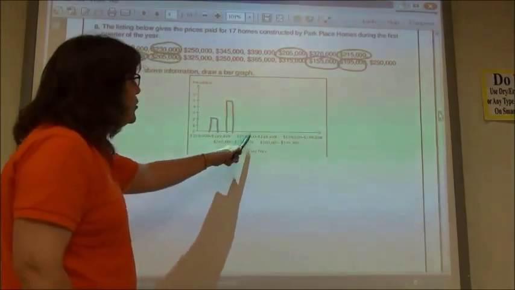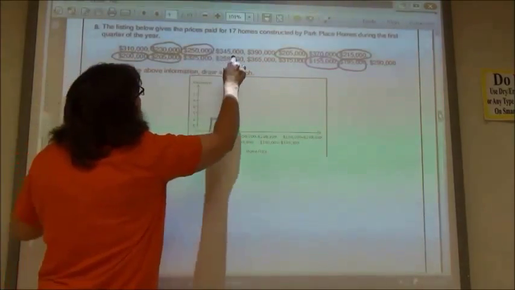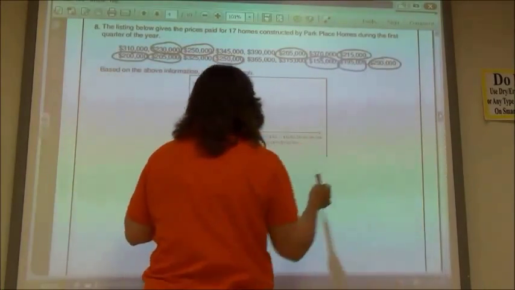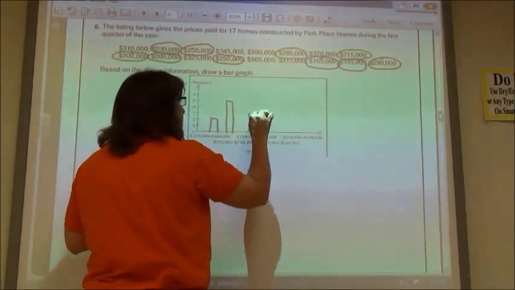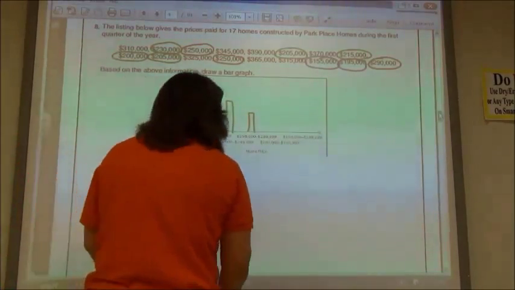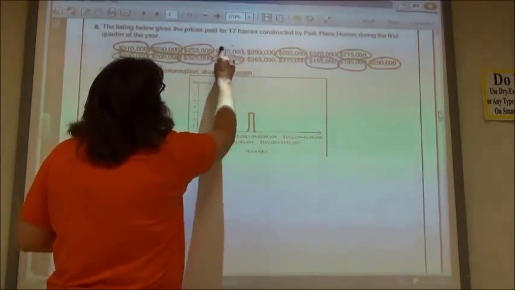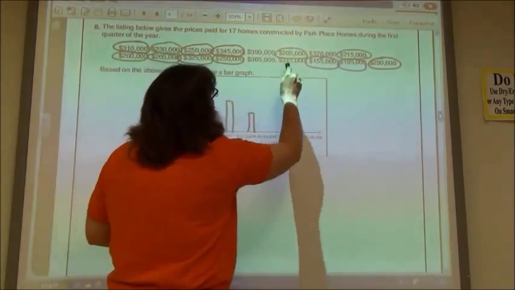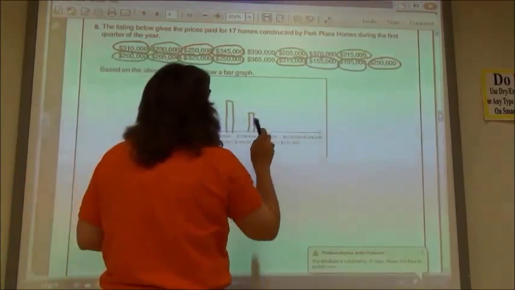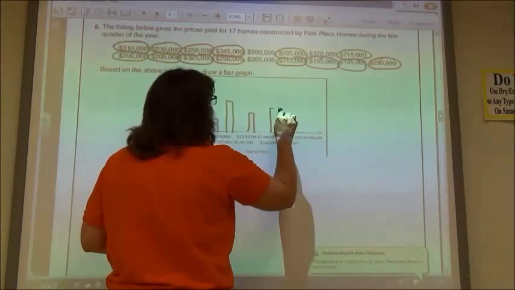Then we got the next section, 250 to 299. So we've got a 250, another 250, and a 290, so 3. Then we got 300 to 349, so 310, 325, 345, too big, 315, so 1, 2, 3, 4. Put that in the middle here.